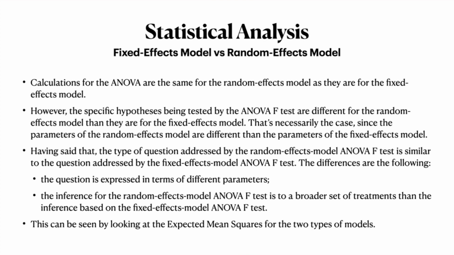So if we think about the kind of hypotheses that we test when we're performing an ANOVA in the context of a fixed effects completely randomized design, we can answer the same type of question if we have a random effects model as well. And so let's just take a look at this. The differences would be the following. The question is expressed in terms of different parameters. That's necessarily the case because the parameters for the fixed effects model and the random effects model are different. The alphas are constants in the fixed effects model, and they are random variables in the random effects model. So the parameter associated with the alphas in the random effects model is the variance of that random effect.